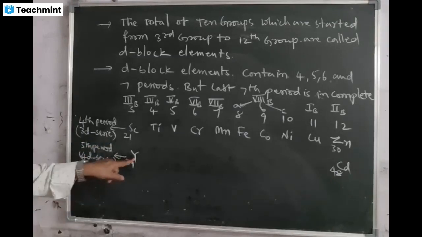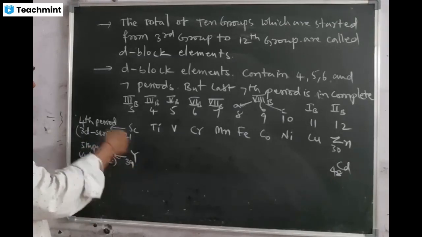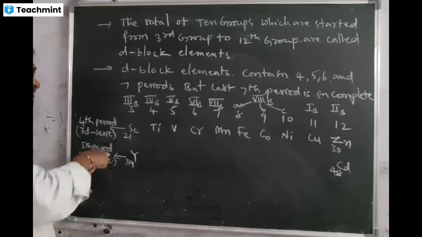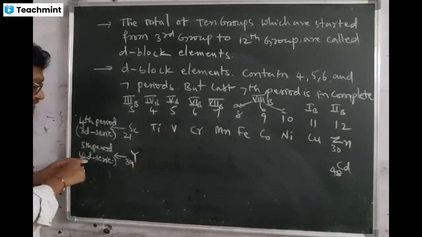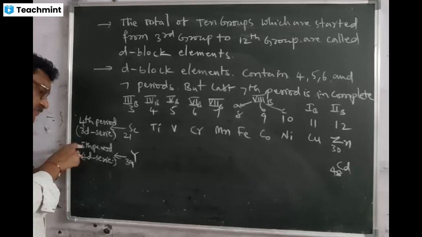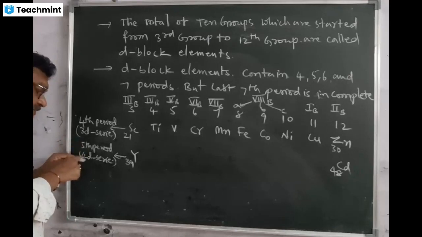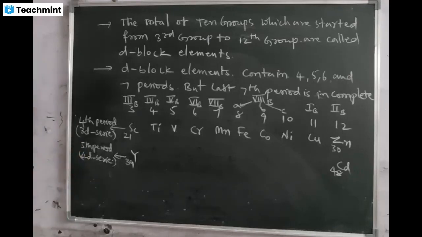Why is it 4D series? Here the differentiating electron enters into the 4D orbital. That's why it is 4D series, but the period is fifth period because this is the valence shell. The shell next to the valence shell is the penultimate shell. If the valence shell is fifth, then the penultimate shell is fourth. Remember that.